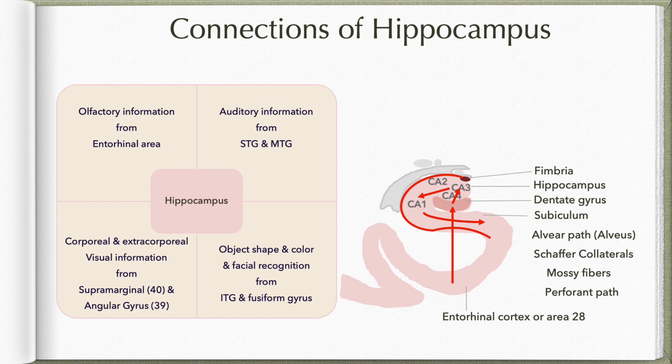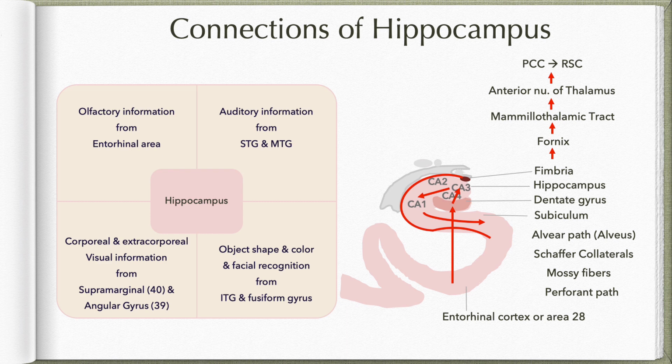Now through this alveolar path, the information is reaching the fimbria, which is actually the output fibers starting from the hippocampal formation. From this fimbria, the information is transmitted to the fornix, reaching the mammillary body. Then from the mammillothalamic tract, it reaches the anterior nucleus of the thalamus, which finally will send information to the posterior part of the cingulate cortex as well as the retrosplenial part of the cingulate cortex. So this is one way in which memory is sent back from the hippocampus to be stored.